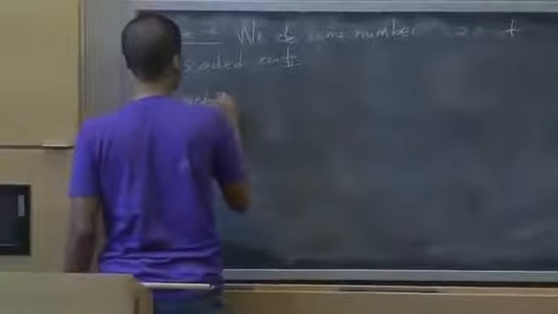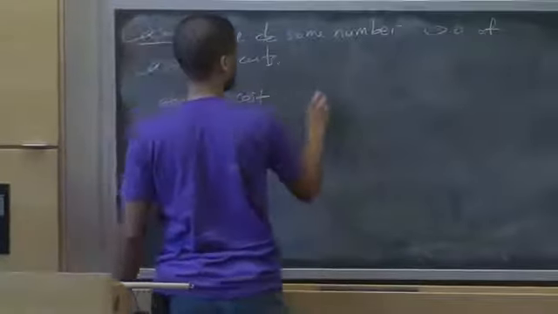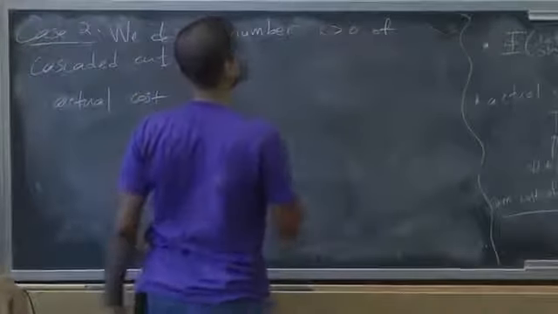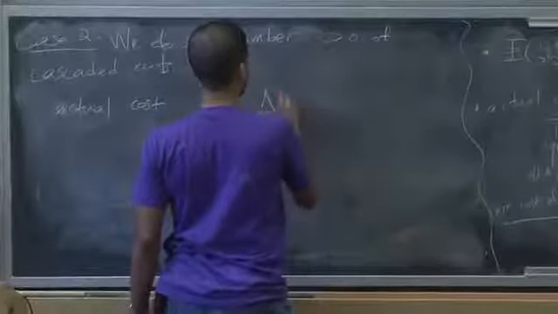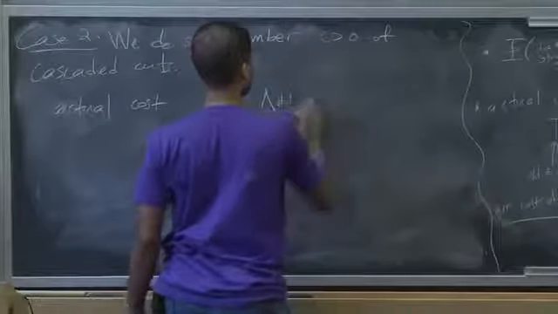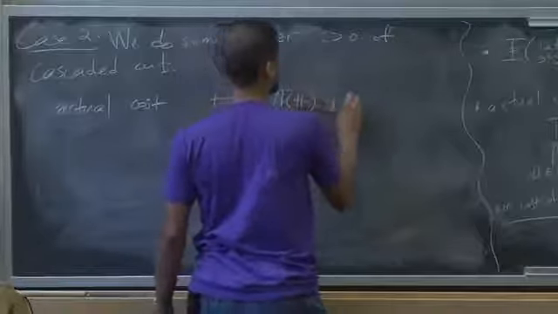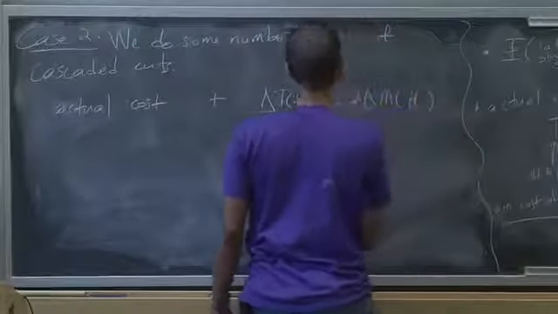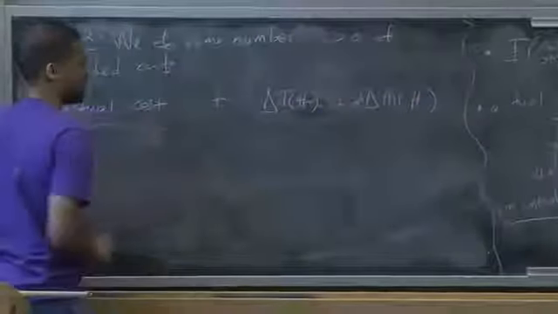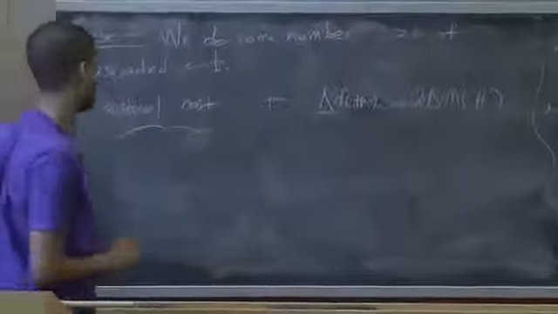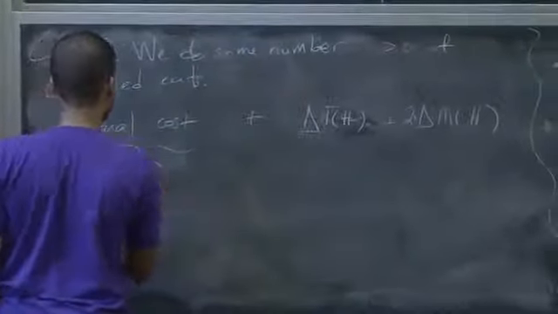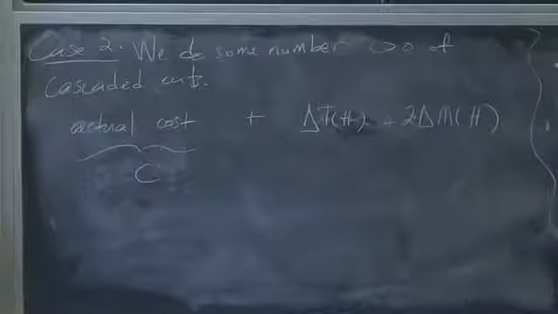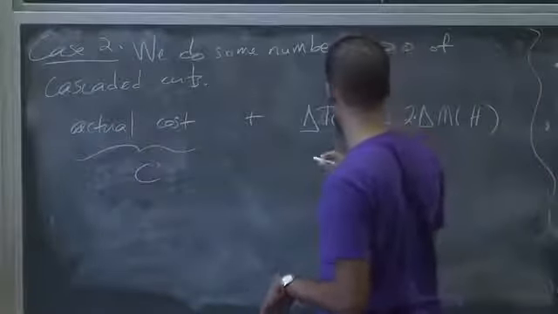So what's the actual cost? The actual cost plus the difference in potential, we can split that into the difference in the number of trees and the difference in the number of marked items. So plus the difference in the number of trees, T of H, plus twice the difference in the number of marked items. So what's the actual cost? O of c. Now let me just skip all these O's. So c. What's the difference in the number of trees? The difference in the number of trees is c.